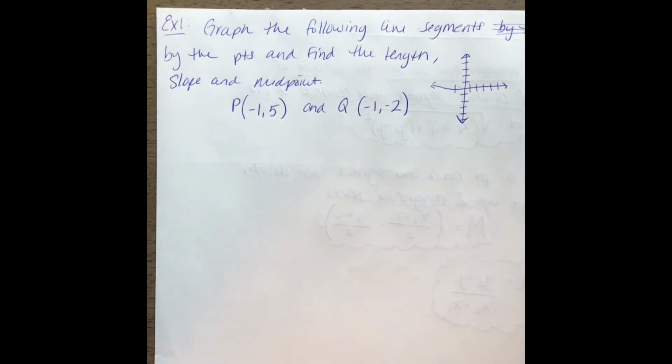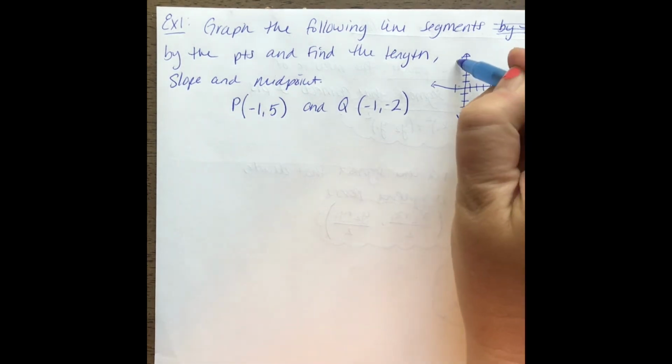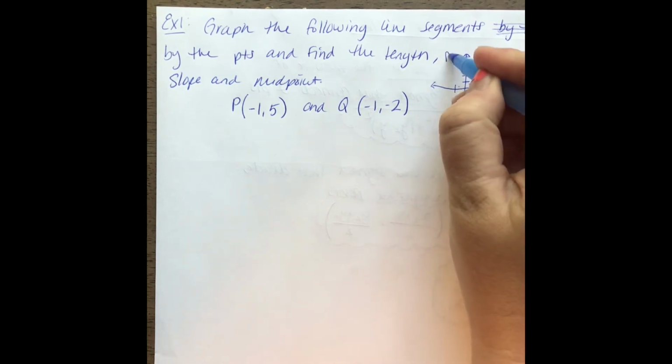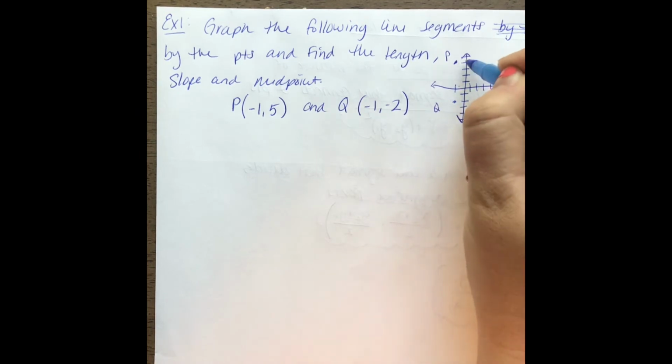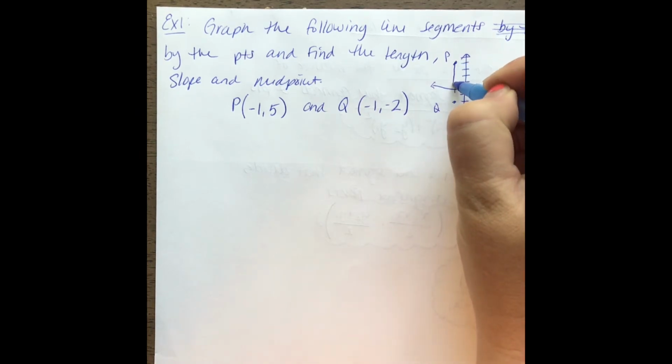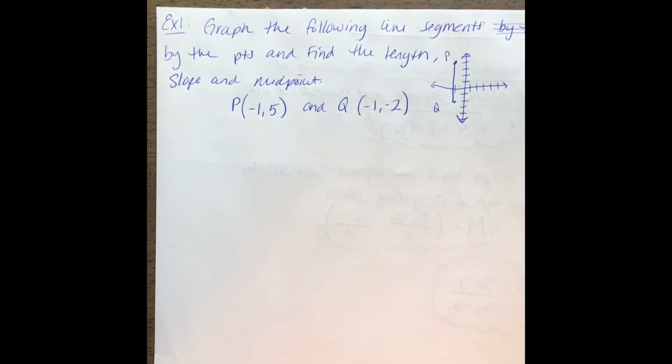Here's example 1. We have to graph the following line segment by the points and find the length, the slope, and the midpoint. So if we have point P, which is negative 1, 5, I'm going to plot that. Sorry, my graph is not perfect. I don't have graph paper. And Q, so I'm going to label it, is negative 1, negative 2. Based on that, I'm going to draw the line segment so I can see that it's a vertical line. Cool.